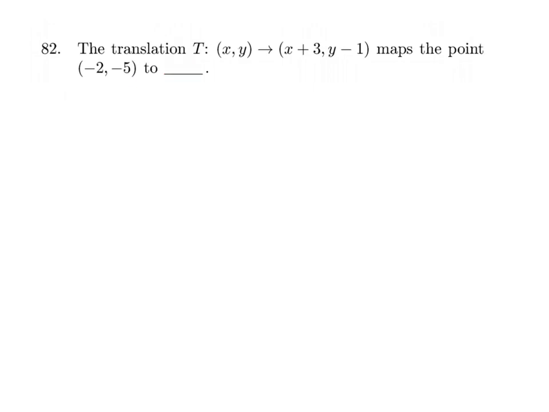The translation t, okay. For this translation, we're adding 3 to the x value, which gives us 1, and we are subtracting 1 from the y value, which gives us negative 6. That's all there is to it. Done.